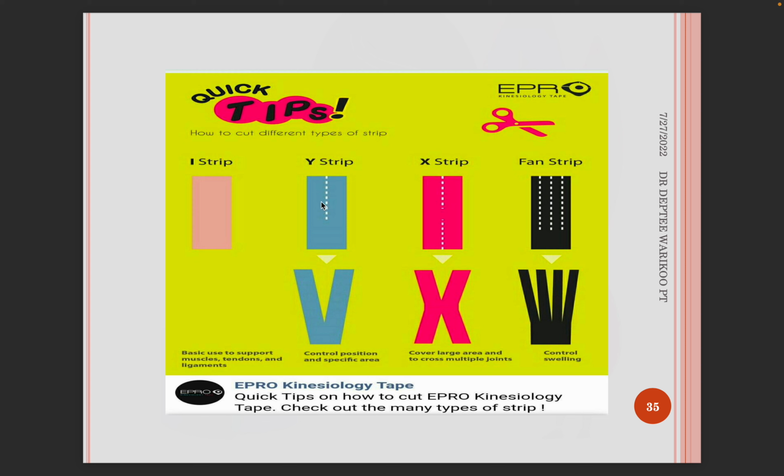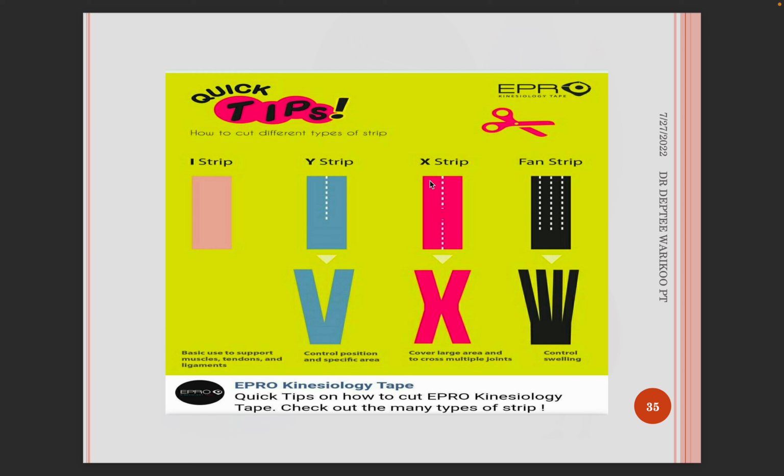Then if we have one I strip and cut it in the middle with a scissor cut, then make the edges round and pull one part of the strip towards one side and another towards another side, we will have a Y stirrup. The Y stirrup is mainly to control the position of specific areas. You can see the Y strip is of Y shape, so we call it Y. We can have two angular pulls with a Y stirrup.